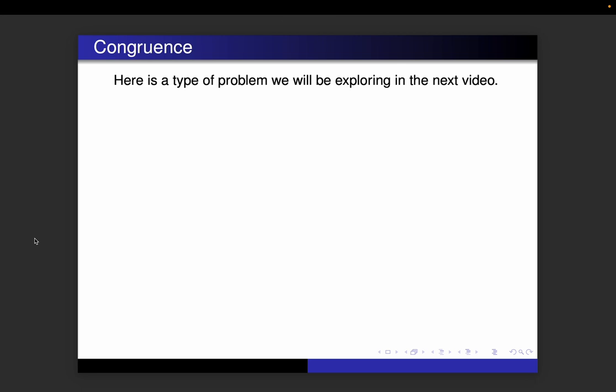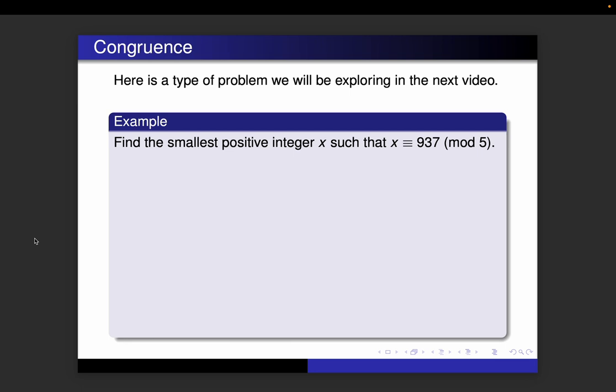All right, so now what I want to do is skip ahead a little bit to some of the problems we're going to look at in the next set of in-class activities, first of all to practice some of our congruence, but also to get ready for those activities. So what I would like to do is find the smallest positive integer x, such that x is congruent to 937 mod 5. All right, so let's see if we can do this. What kind of strategies we might use?